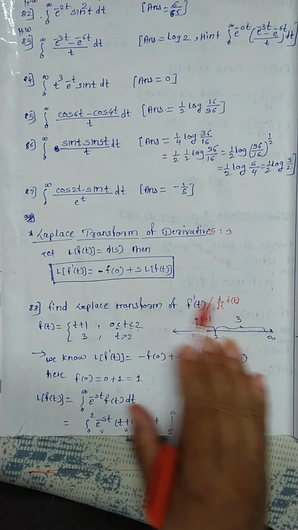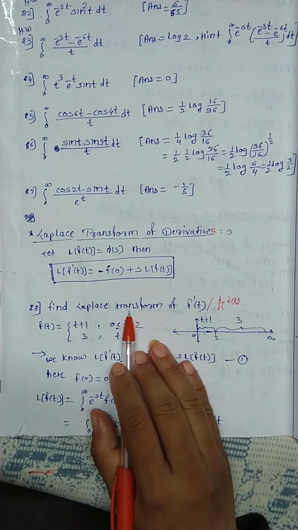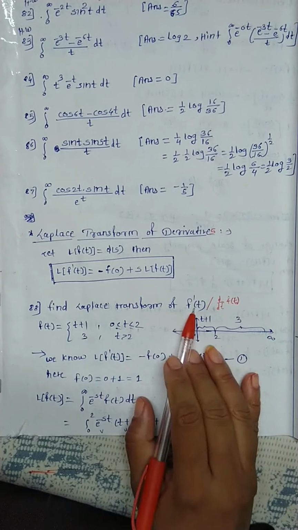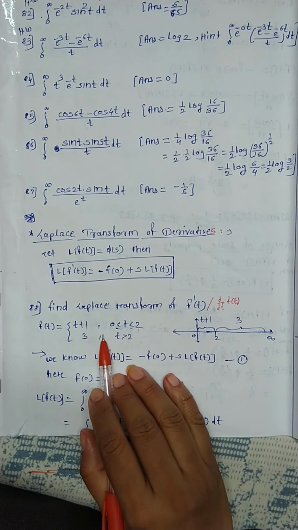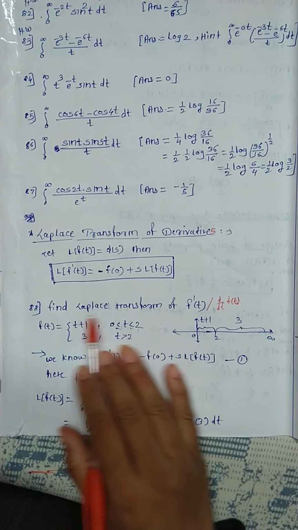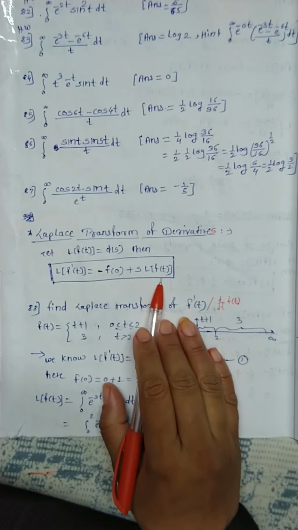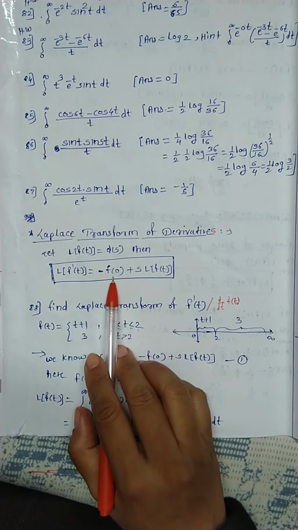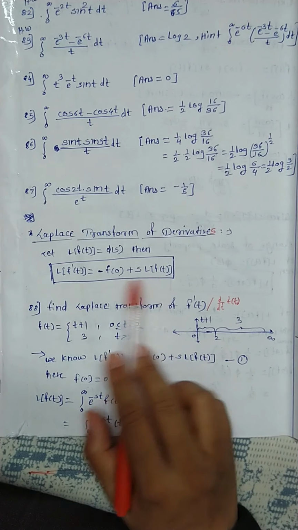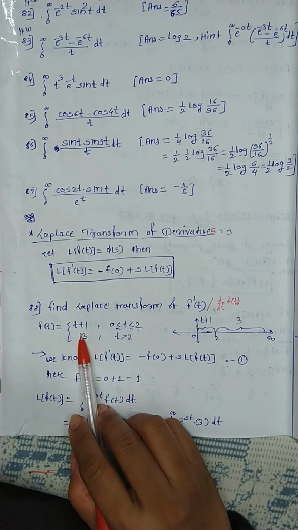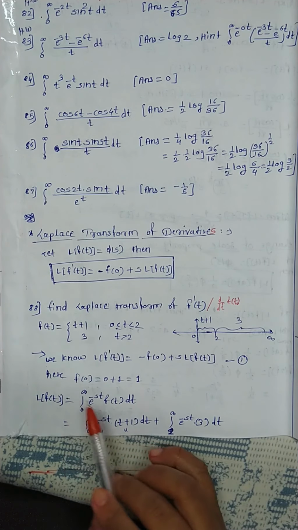What is the question here? We have to find out Laplace transform of f dash. Dash means derivative of this function, and it is a straightforward question. For that the formula is this only. That means we have to find out first f of 0, the two things here, and Laplace transform of this f of t.